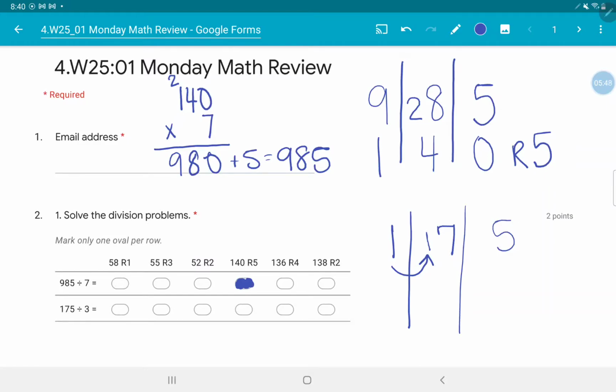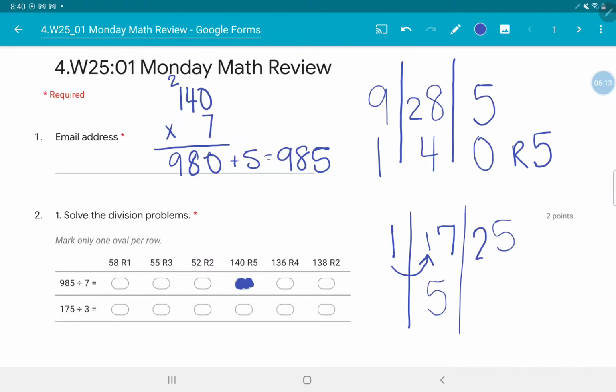Okay. 3 times what gets me 15? 3 times 5. So I can put 17 things into 3 groups 5 times, which would be 15 of those. How many would I have left? 2. So I need to move that 2 over to my ones place.